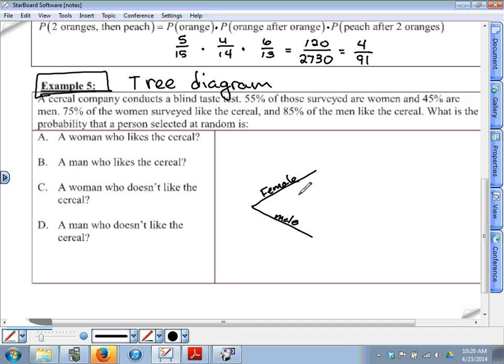Each branch also has to have the corresponding probability connected to it. So for the female, there's 55%. Now 55% isn't a number that you can use in a formula. 55% has to be changed to what? 0.55. And then 0.45 for men.